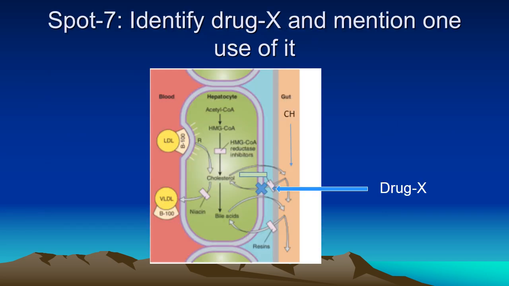Spot 7 is: identify drug X and mention one use of it. Here there is a portion of gut in which there is cholesterol. In the gut, cholesterol comes from diet as well as from enterohepatic recycling. Now this cholesterol gets absorbed at the site marked as X where the drug is actually acting. That means the drug is not allowing cholesterol to be absorbed. This is the main pictorial.